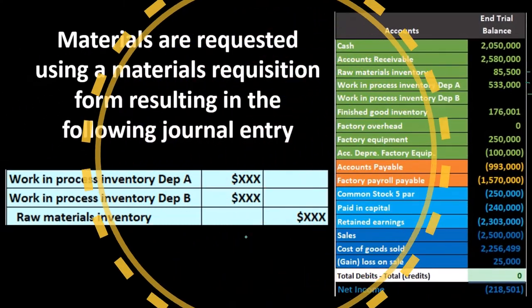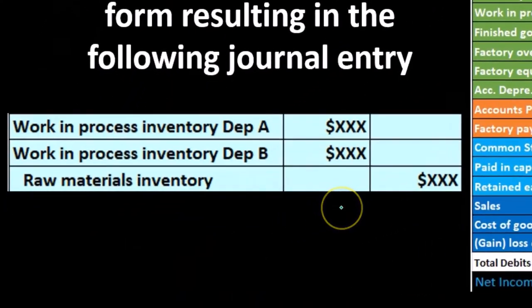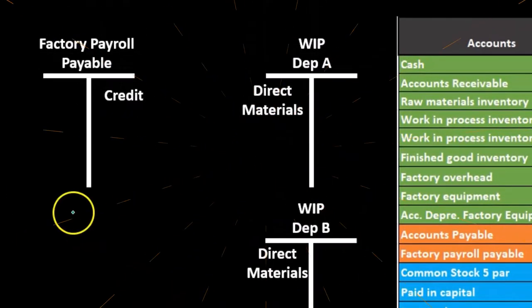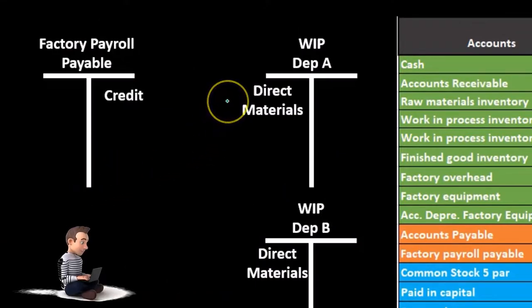We're all talking about assets, so the assets here would be increasing with a debit. The asset here would be decreasing with a credit. So then the next step we're going to have is to be adding things into the work in process. So if we consider work in process now, we've got direct materials in there.